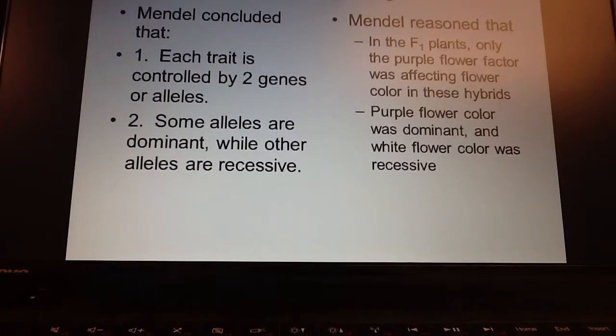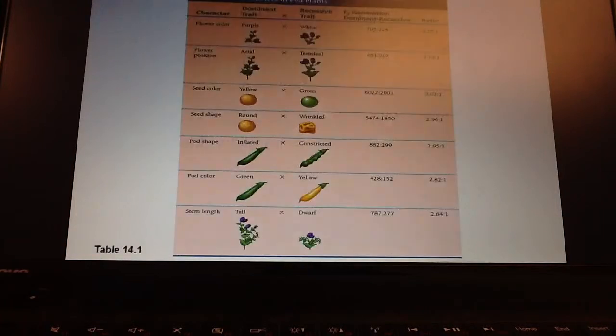And so Mendel concluded that every single trait or gene in our body is controlled by 2 genes. And he renamed these 2 different types of traits alleles. And that some alleles or genes are dominant, so they're going to show up more often, while others are recessive. And so some alleles are not going to show up as often, and we'll talk about that.